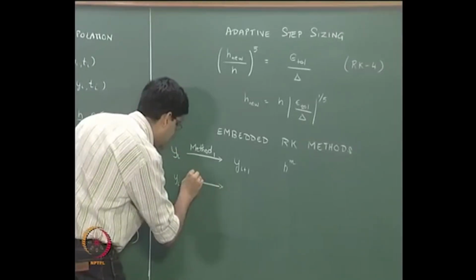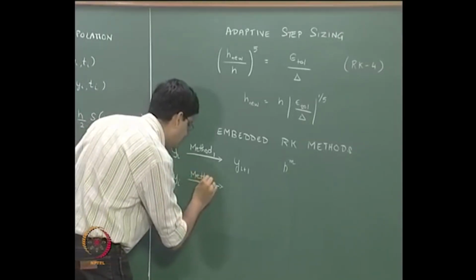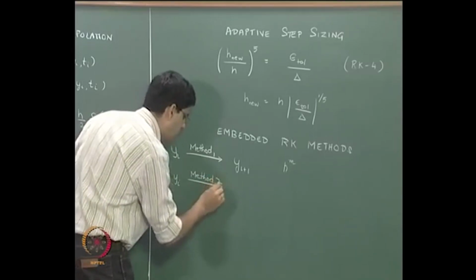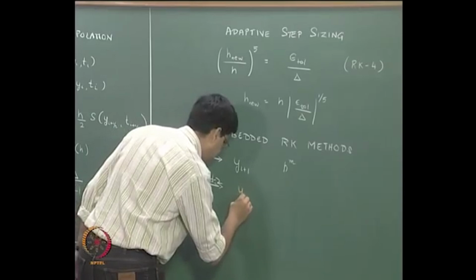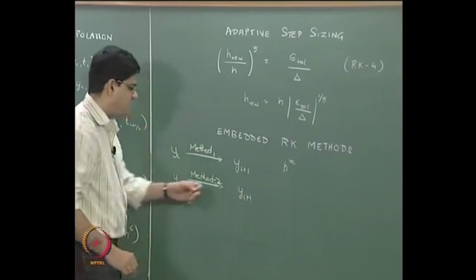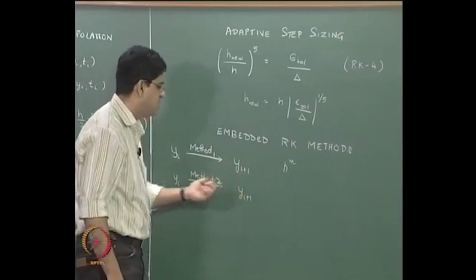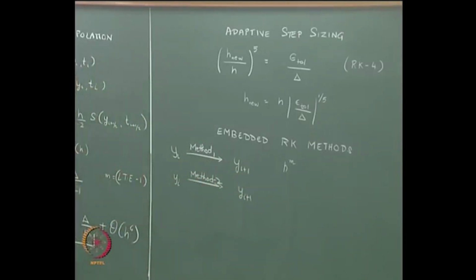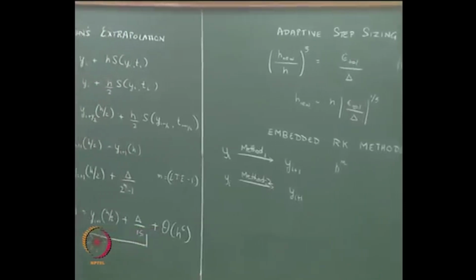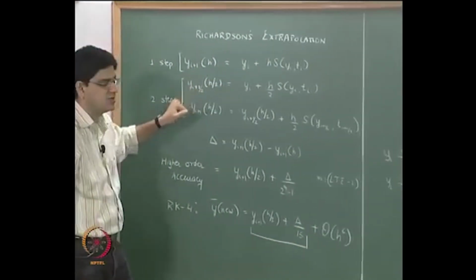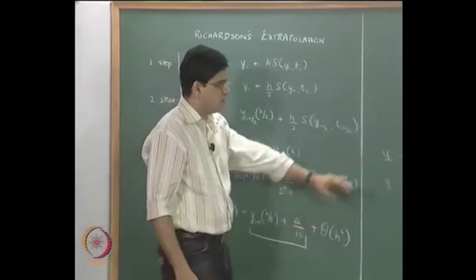let us call this method 2, to go again from yi to yi plus 1. We are going to use the same step size. So here what we have done is we went from yi to yi plus 1 using one step and yi to yi plus 1 using two steps. Here we are not going to do that.